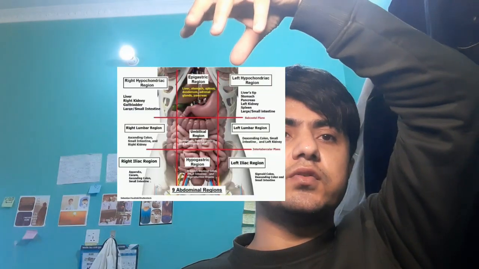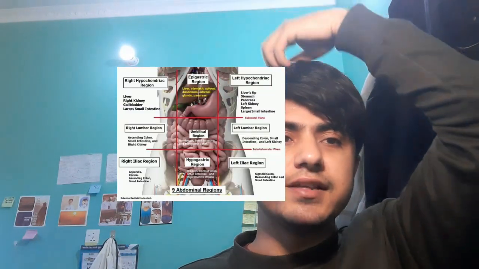Now we can divide the abdomen into nine quadrants. So we have the subcostal line, the intertubercular line, and the lines drawn vertically from the midclavicular line. That divides the abdomen into nine quadrants. We can compare these regions and illustrate them in the figure as well.